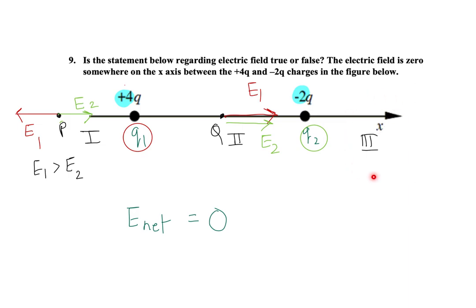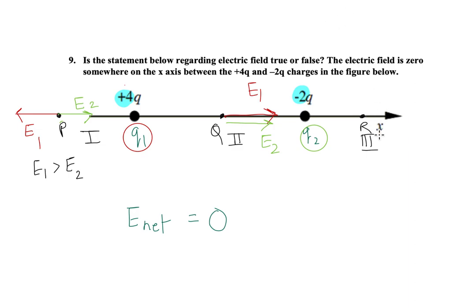So the only option left is section 3. That's a possibility because it's closer to Q2 and far from 4Q. So it's possible that the electric fields can become equal to each other. We need to ensure whether they are opposite to each other or not. So let's label a point R here.